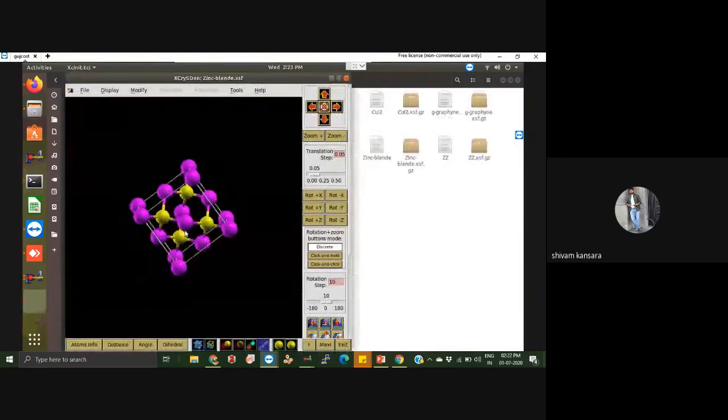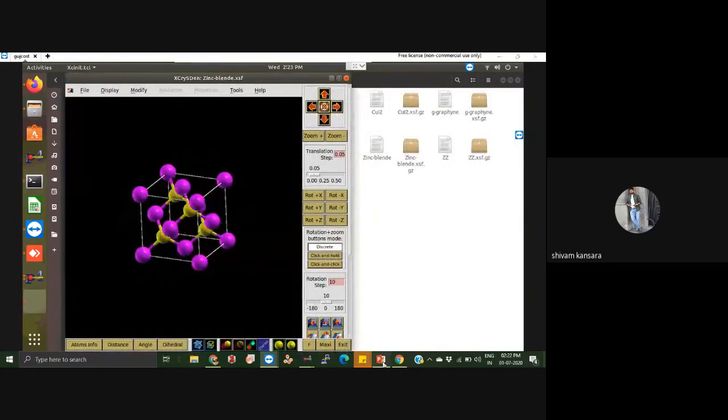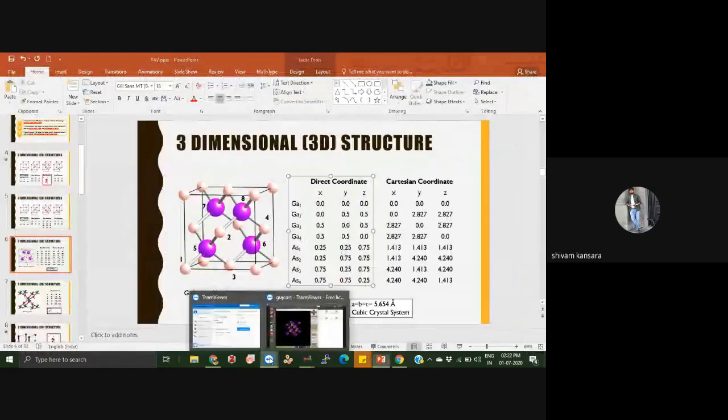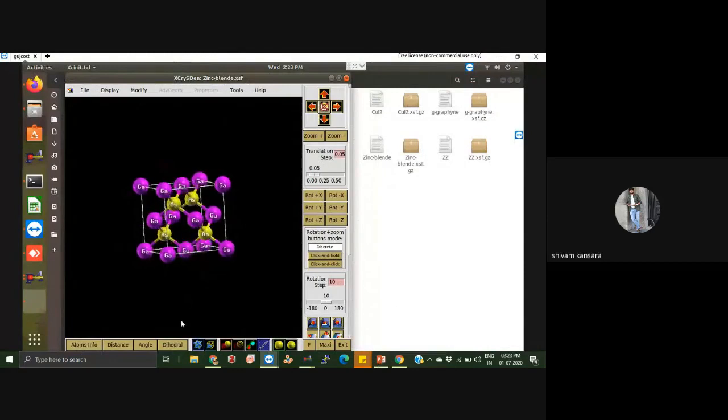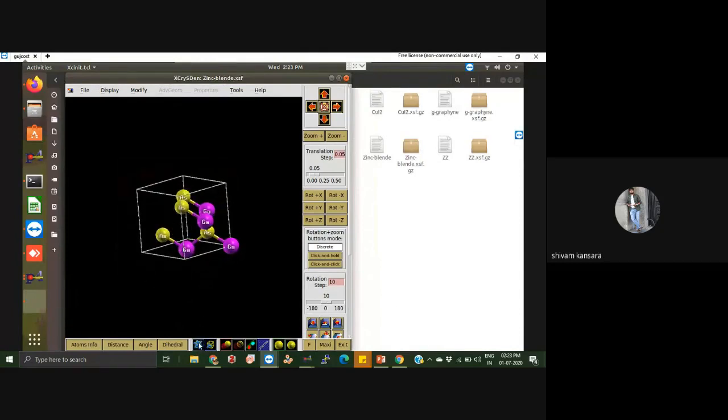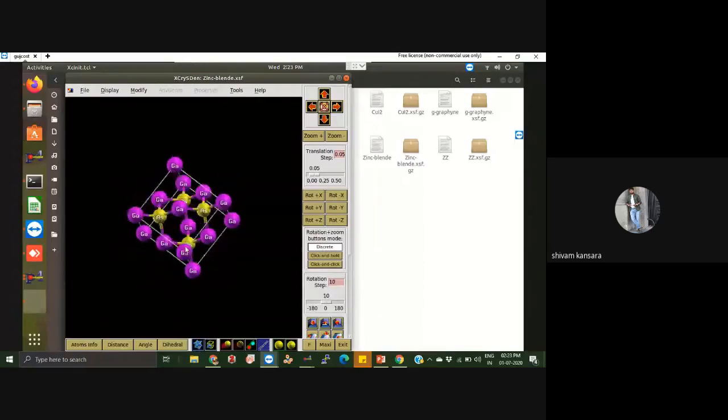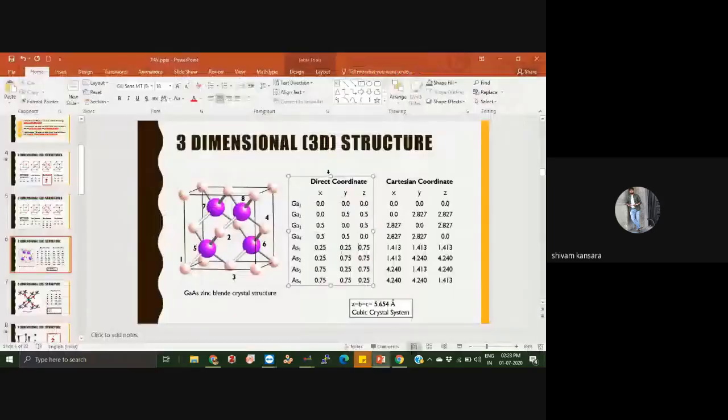Okay, so see, this gallium arsenide zinc blende structure and this one are both exactly the same. You can see this is the atomic position, and this is the unit cell which I have made in the P4VASP. This is the unit cell, the primitive cell, and if we press this one, this is the supercell. Okay, fine. So this is gallium arsenide.